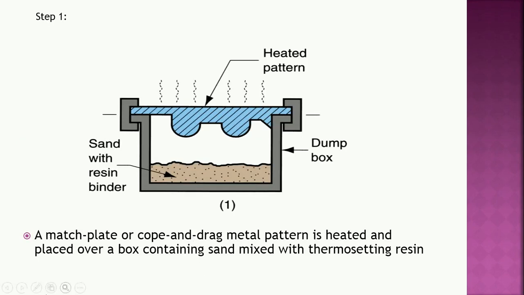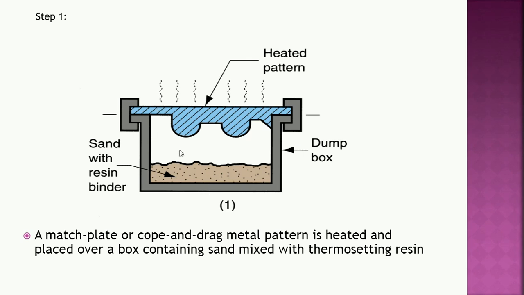Now this is the first step. Here you can see this blue hatching line is a metallic pattern which is mounted on one dump box, and this dump box contains the sand plus resin mixture. Now this metallic pattern we have to heat up to 200 to 250 centigrade, because the binding material we are using in the shell molding process is a thermosetting binding material. Thermosetting means against the heat it is going to cure. As and when this thermosetting resin binder along with sand is heated, it is going to cure. Curing means getting the required strength.